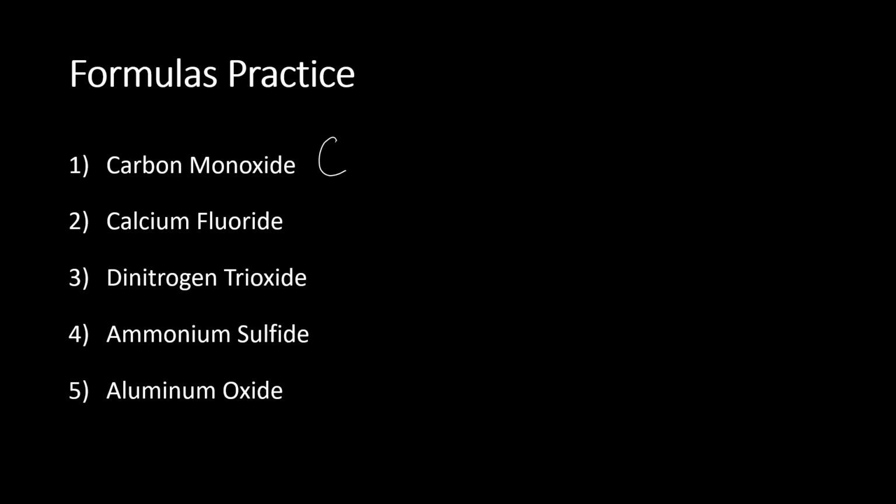And if I take off this prefix here, then I can see that the element I'm left with is oxide, which is oxygen. And since it's mono, I only have one of them. So this will typically be written as just CO, carbon monoxide. When we only have one of something, we don't typically write the subscript.